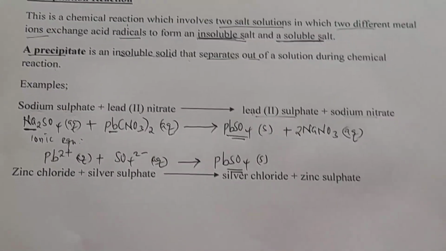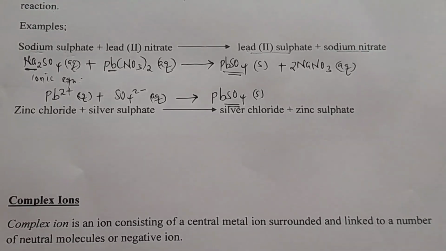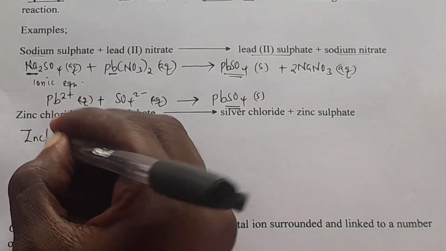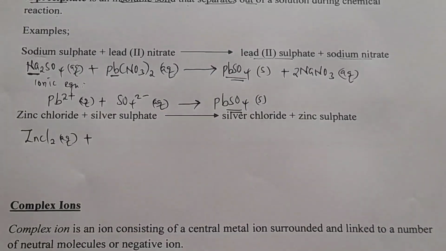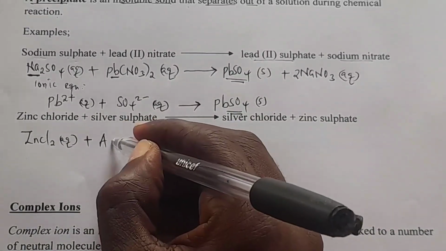Next example, we have zinc chloride. We do the same. Zinc chloride is a soluble salt, aqueous, because all chlorides are soluble except lead and silver. And here we have silver sulfate.